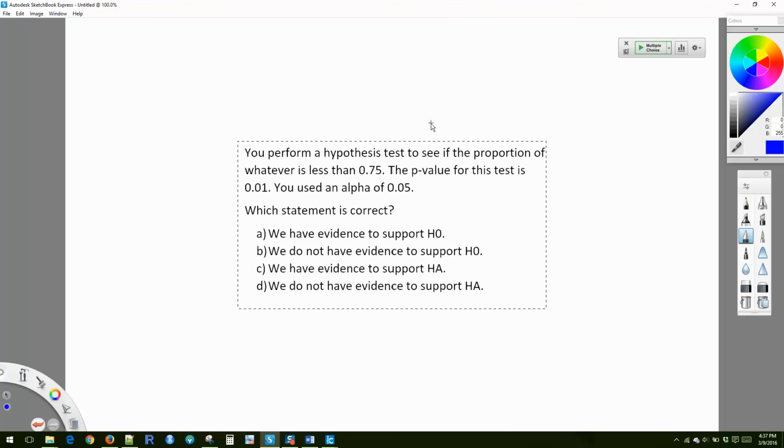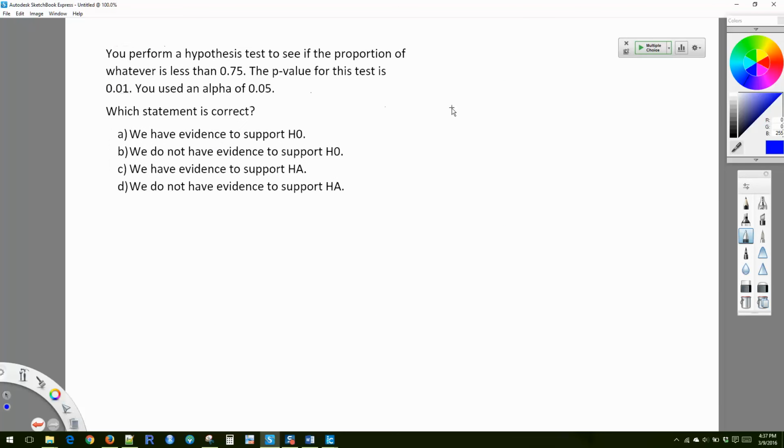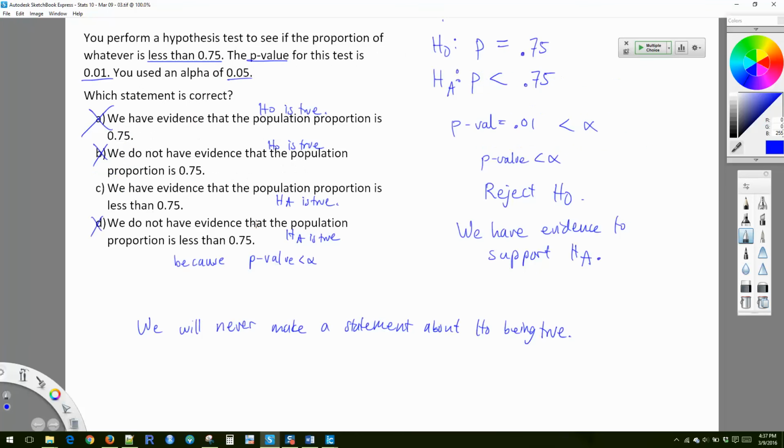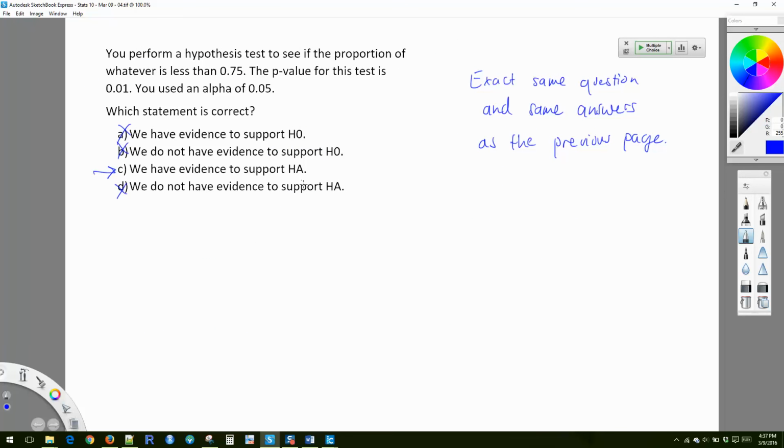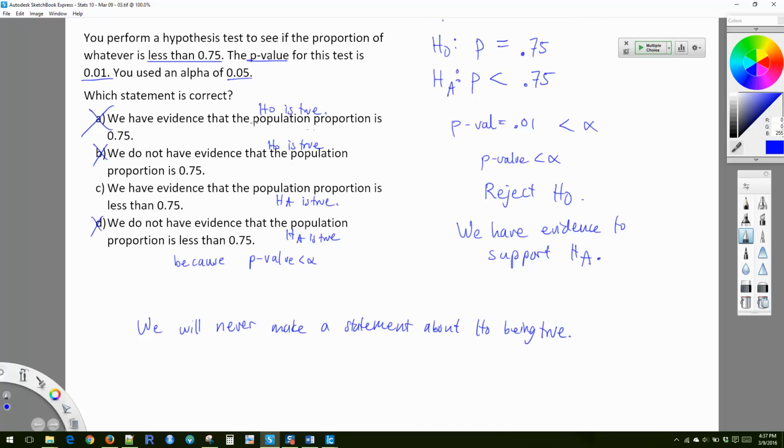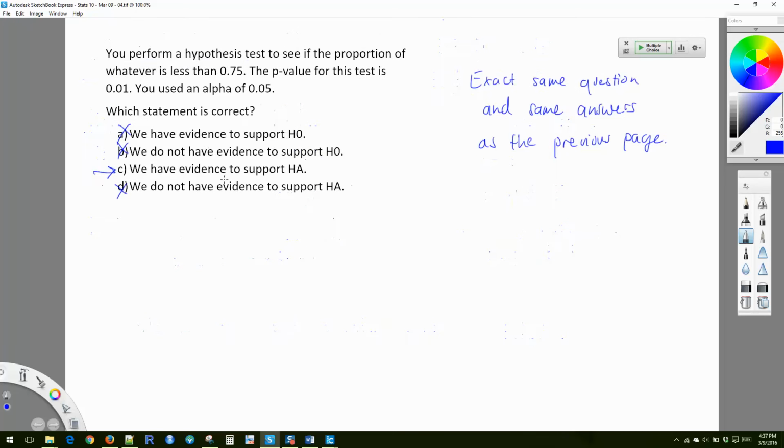So this is the exact same question, with the same answers as the previous page. These are wrong, this one is correct, and this is wrong. The same reasoning that applied to the previous page applies to these answers as well. All I've done is change it from whatever this was saying into this form.